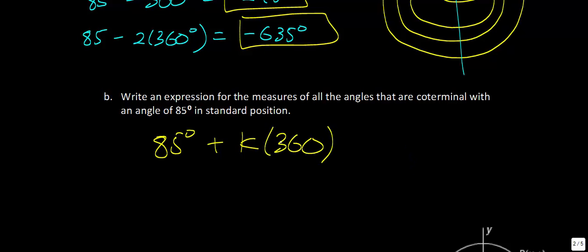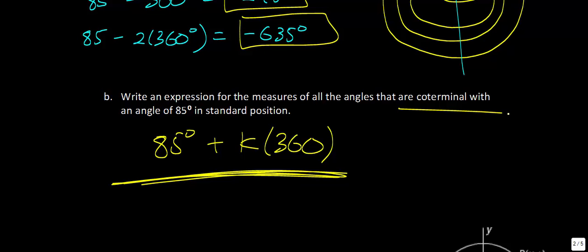Okay, so sometimes what we can do is, if we wanted to make k 1, we would just put plus 1 times 360, or 2 times 360, or we could also do negative as we did up here. And so if you put in any value of k, you will produce angles that are going to be coterminal with 85 degrees, just like so.